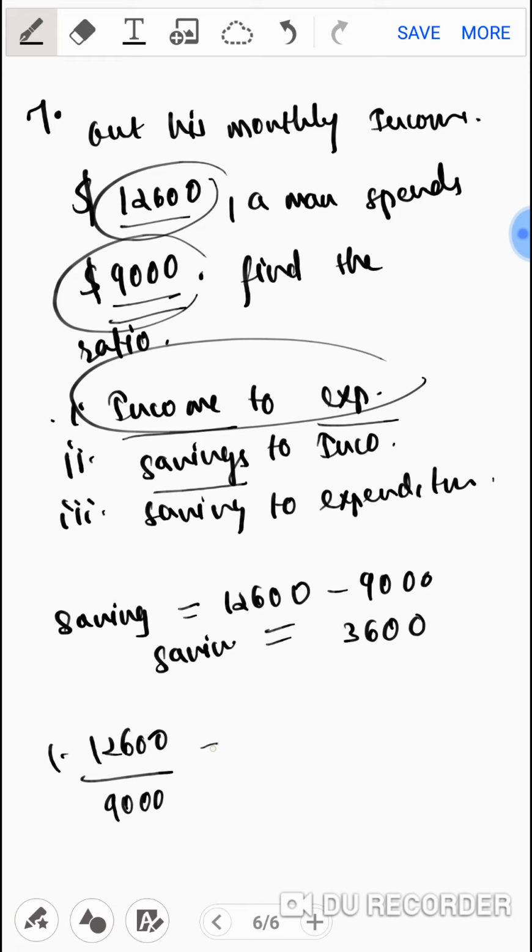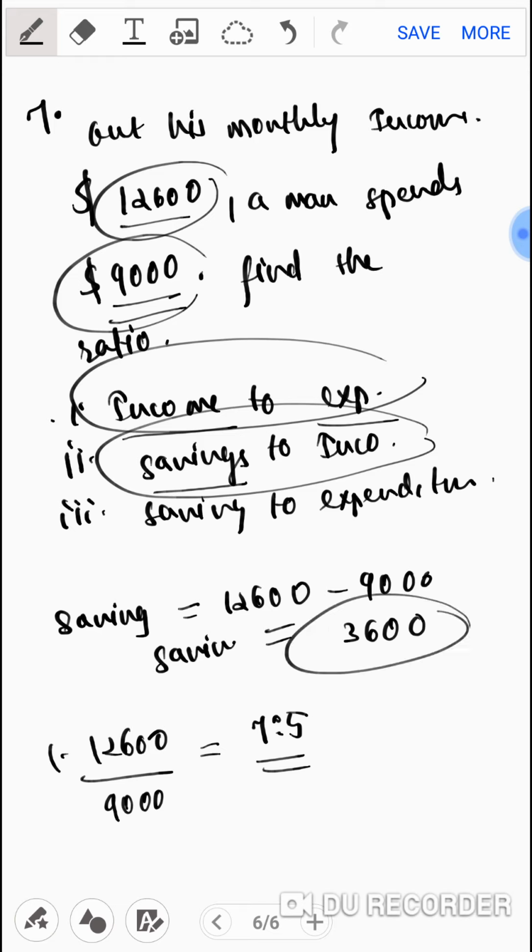When you reduce this, my dear kids, you will get 7 is to 5. Same in problem number 2, that is part 2 of the 7th question, savings to income. What is your savings? 3600. What is the income? 12600. So you have to make a ratio of 3600 to 12600. When you reduce this, my dear kids, you will get 2:7.